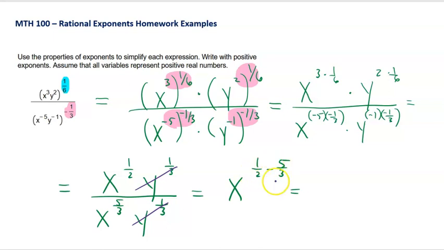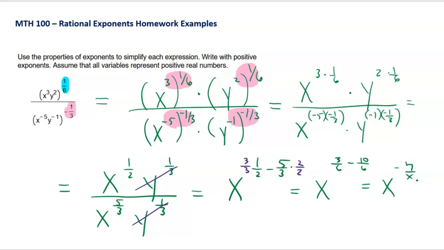So I need a common denominator. I can't subtract these fractions without a common denominator, which is 6. So this 5/3 I'm going to multiply by 2 over 2. This 1/2 I'm going to multiply by 3 over 3. And that's going to give me x to the, now this is going to be 3/6 minus 10/6, okay, which is going to be -7/6.